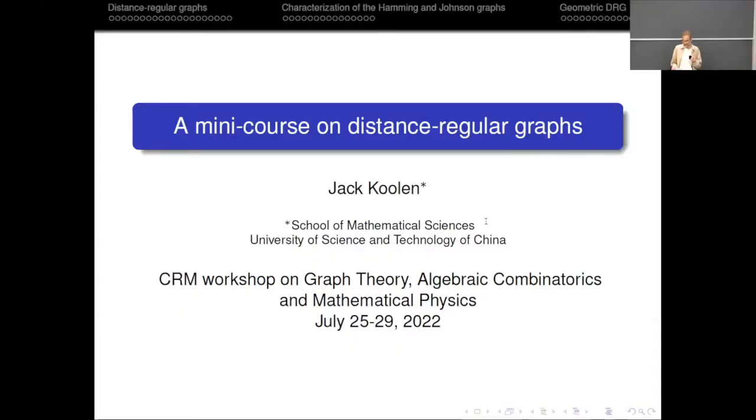Jack has worked on distance regular graphs and related topics for many years, going back to his PhD in 1994 from the Eindhoven University of Technology. And his advisor was Andreas Brouwer. In his lectures this week, Jack is going to speak on a characterization of Q-polynomial distance regular graphs, or maybe he's changed the title, a mini course on distance regular graphs. Okay, one way or another.